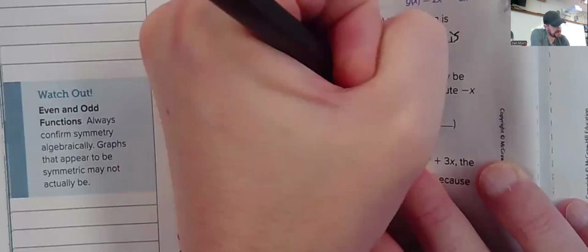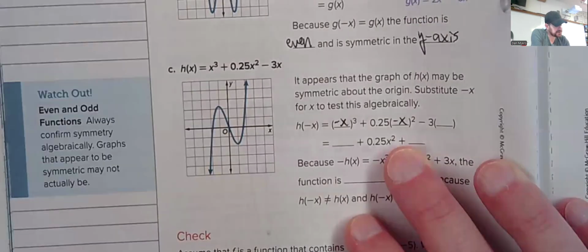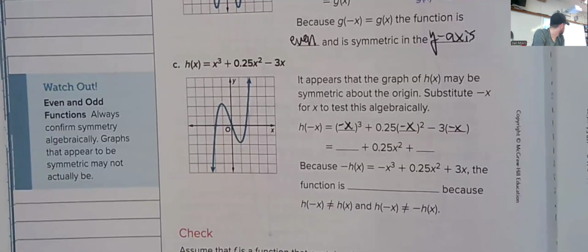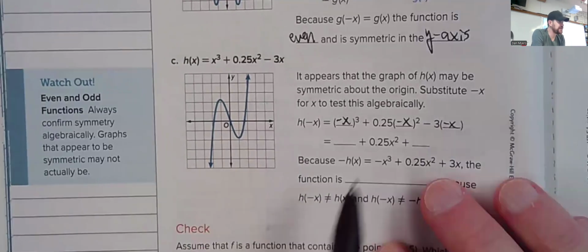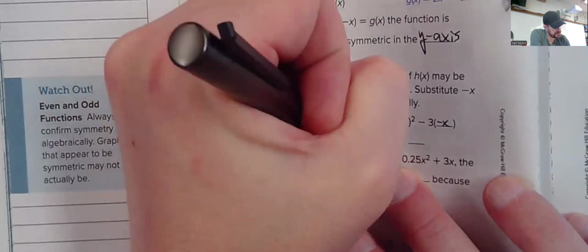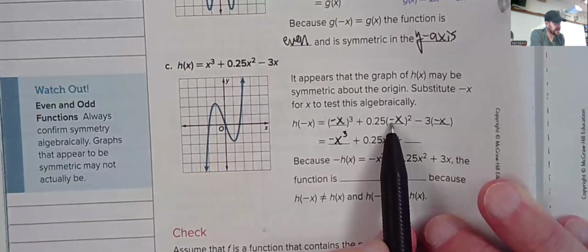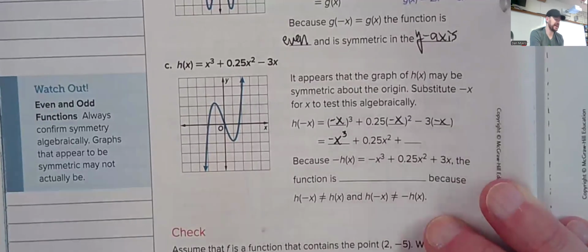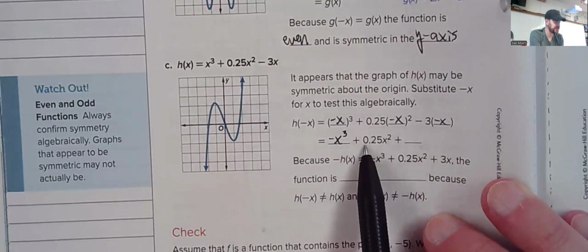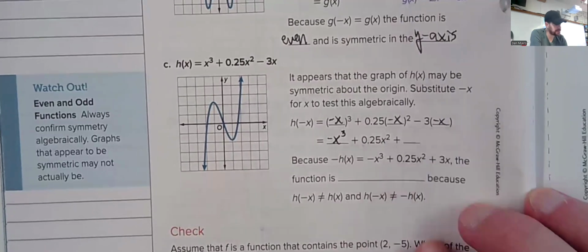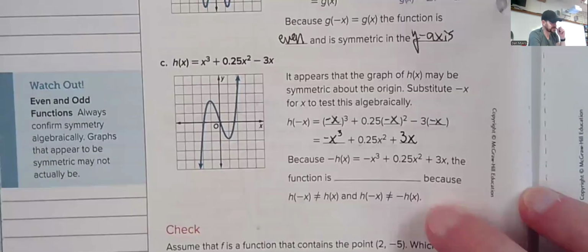So opposite x cubed plus 0.25 times opposite x squared minus 3 times the opposite of x. The opposite of x cubed is negative x cubed. We saw that with example A up top on this page. So negative x cubed. The negative x squared would be x squared, because negative times negative is positive, times 0.25 would be 0.25x squared. Negative times a negative is a positive. 3 times x would be 3x, so that's plus 3x.